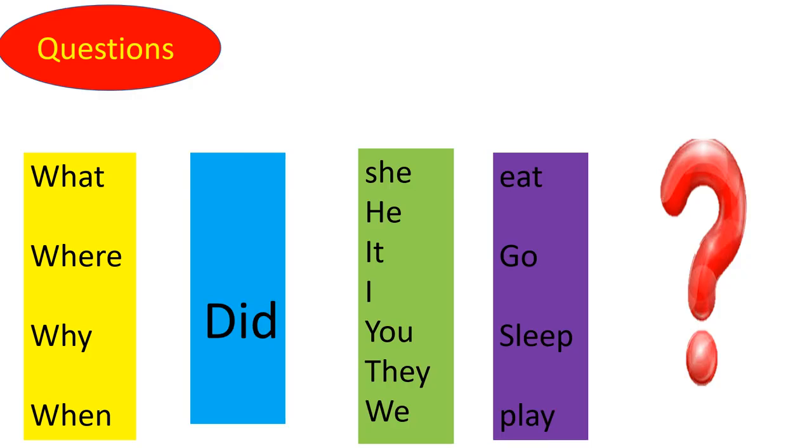Where did he go yesterday? He went to Ramallah. I ask with did and infinitive verb go, and I answer with the simple past went. He went to Ramallah. Why did you sleep? I ask with did and infinitive verb. In the answer, I use the past of sleep. It's slept. I slept because I was tired. So, why did you sleep? I slept because I was tired.